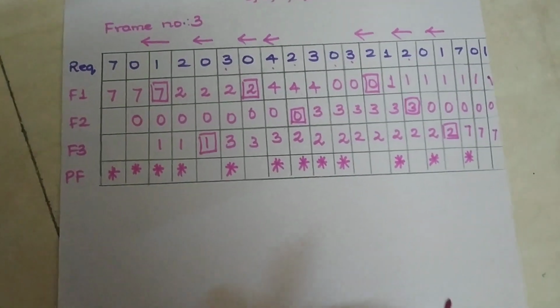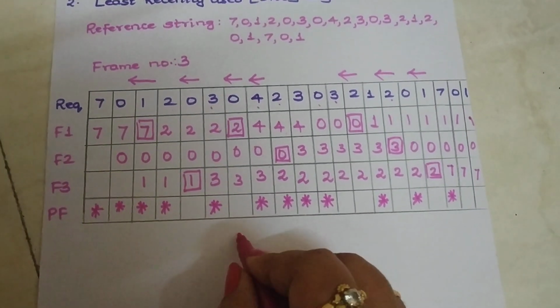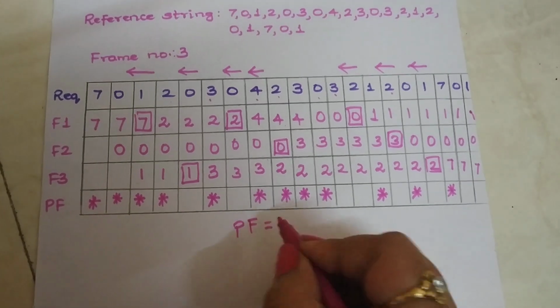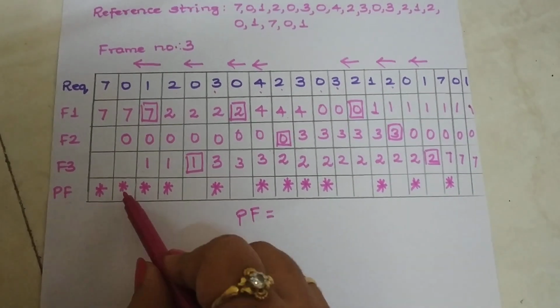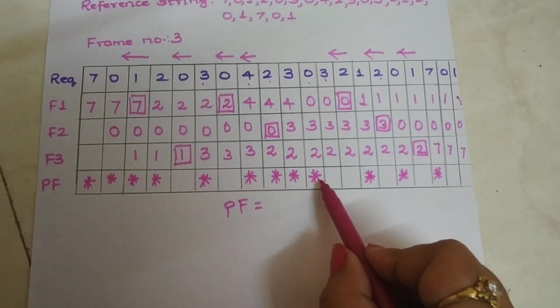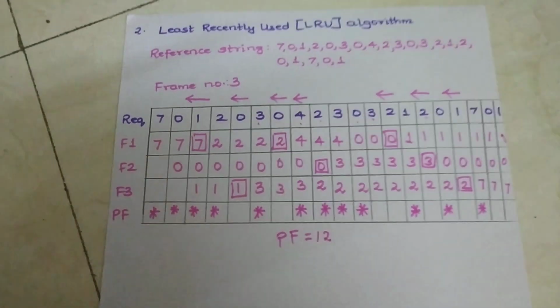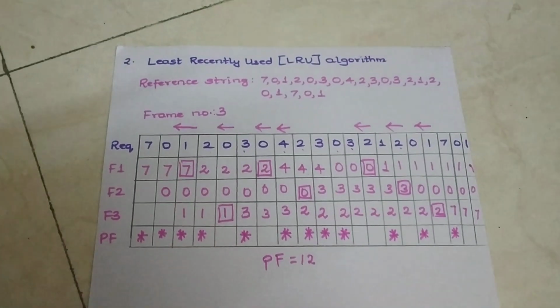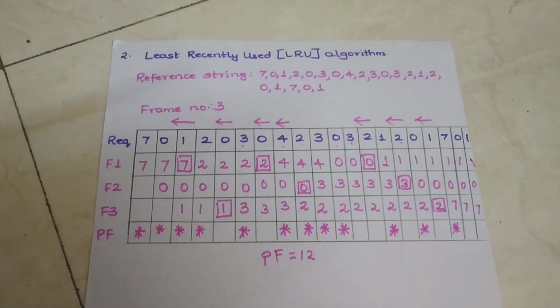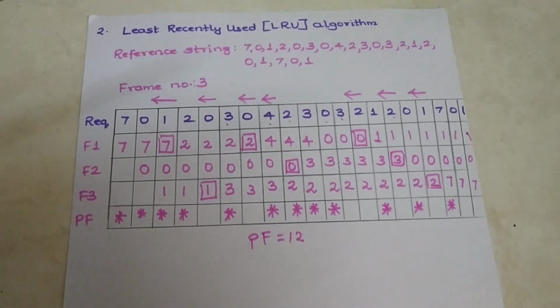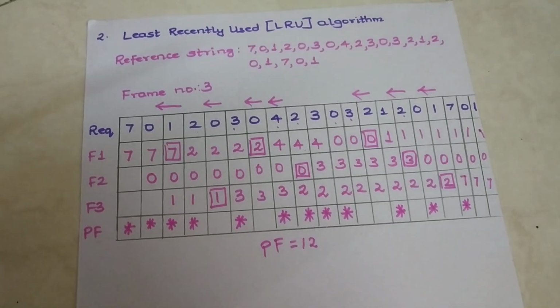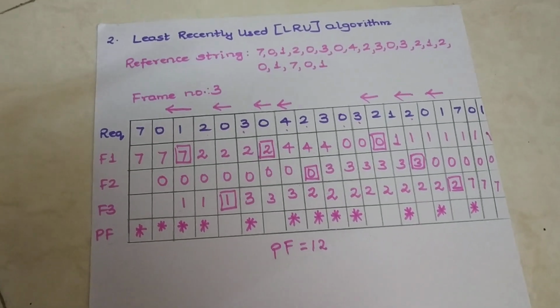Right. So this is how we solve using the least recently used algorithm. The page faults are counted: 1, 2, 3, 4, 5, 6, 7, 8, 9, 10, 11, 12. So page faults are 12. If you compare that with the FIFO algorithm, the least recently used algorithm has fewer page faults.